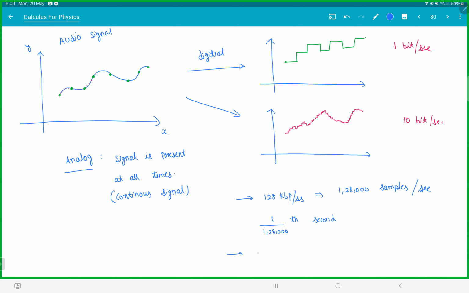So when you say 320 kbps, you're taking 320,000 samples per second. Meaning you're recording one sample at a rate of 1 by 320,000th of a second. So basically, every signal is recorded at this interval. We take one signal at every tiny fraction of a second. This is the time interval.